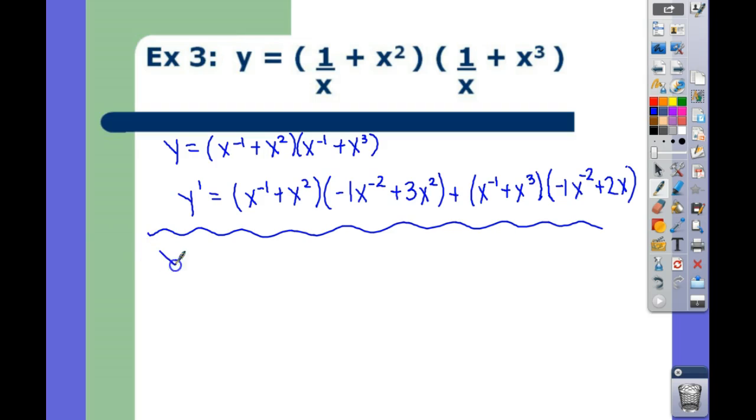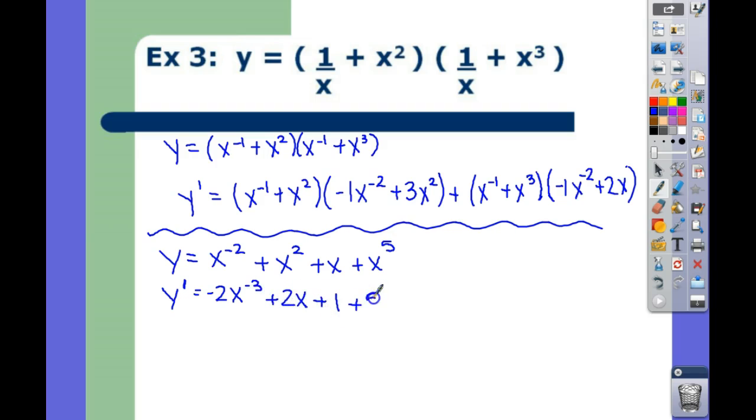Look at it and say, that's rougher than if I would have just started here and said, okay, let's FOIL this. So the first: x to the negative first times x to the negative first. You add them together, so negative 1 plus negative 1 gives you negative 2. Outer, x cubed and x to the negative 1 give you x squared. Inner, x squared and x to the negative 1 give you x. And last, you get x to the 5th. Oh my goodness, this is going to be so much easier to take as a derivative than the product rule of the product. So now when I derive this, I get negative 2x to the negative 3 plus 2x plus 1 plus 5x to the 4th.